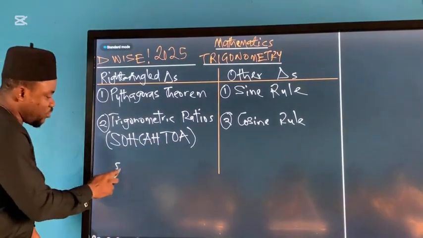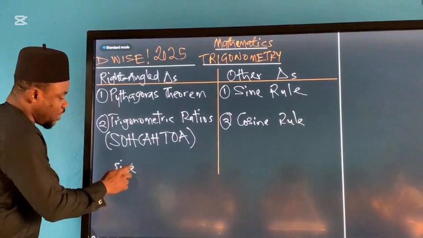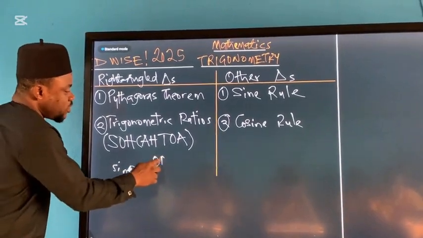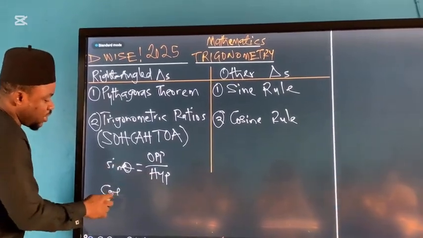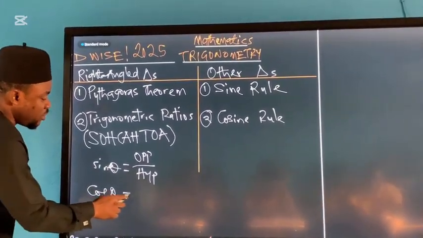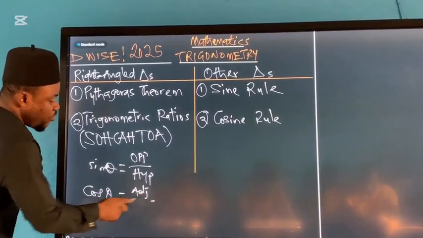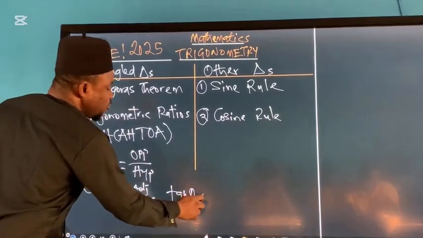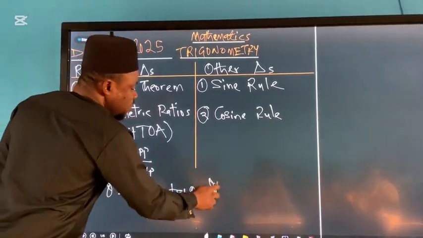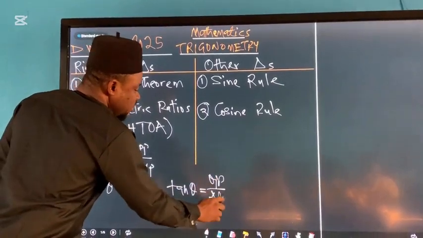I always say that sine of an angle is equal to opposite over hypotenuse. And then we say that the cosine of an angle is adjacent over hypotenuse. And then the tangent of an angle is equal to opposite over adjacent.